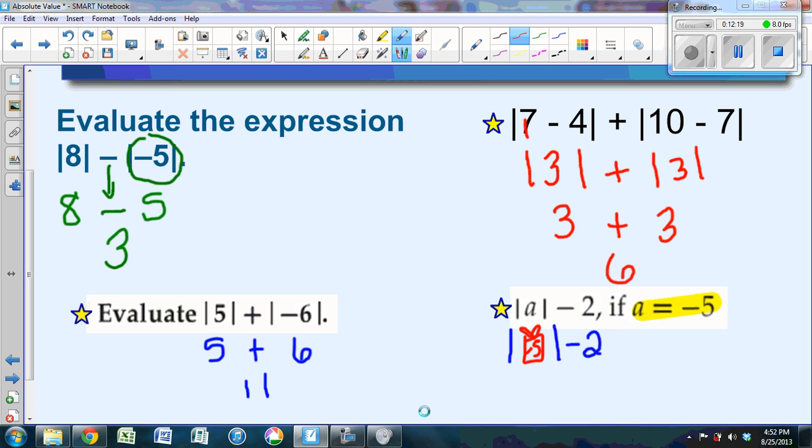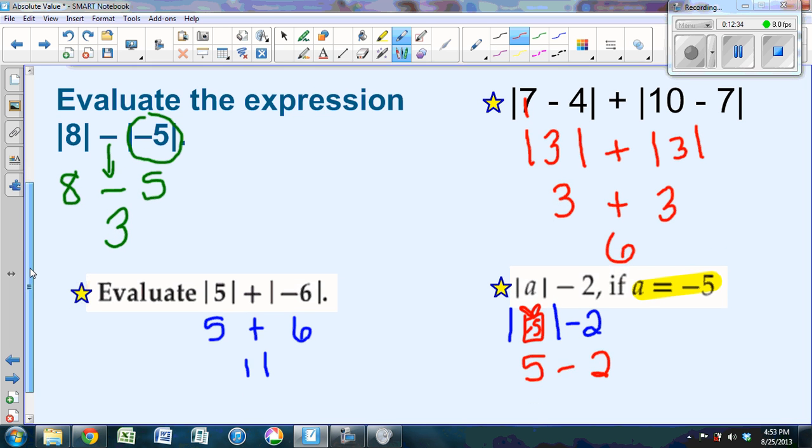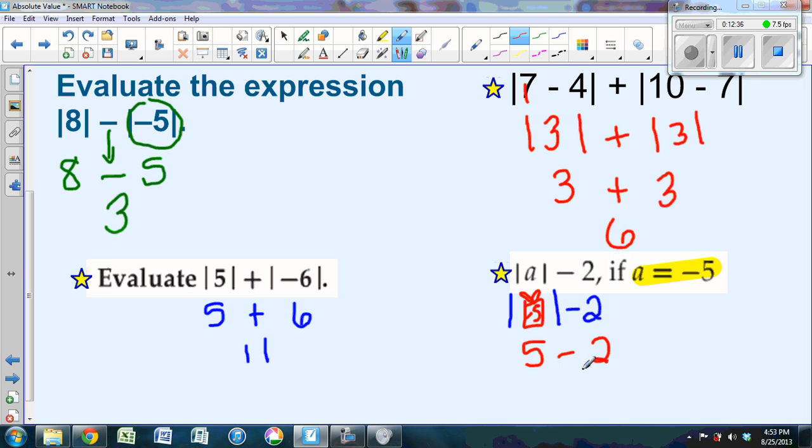This is kind of small, but I can get it in there. Negative 5. So now that I have a number in there, I can do this absolute value. So the absolute value of my negative 5 is a positive 5. And bring down the minus sign and the 2. And 5 minus 2 is 7. And that is how you do absolute value.